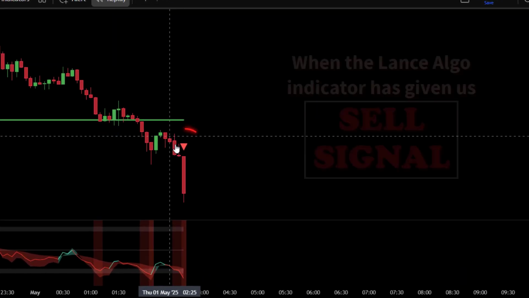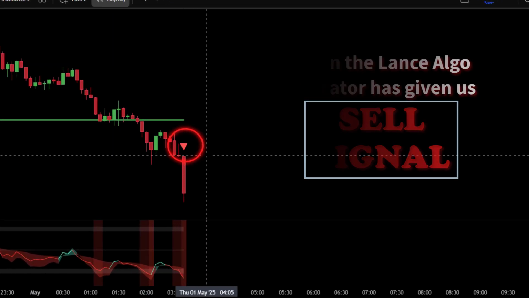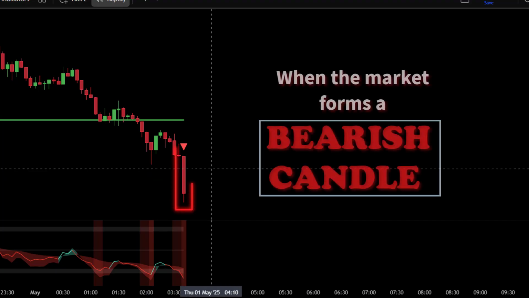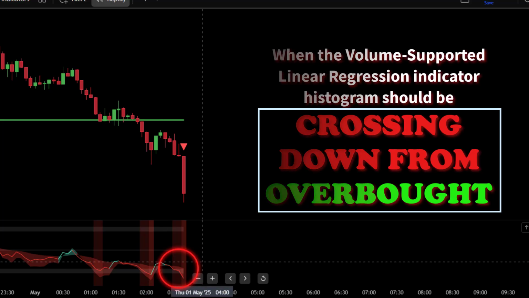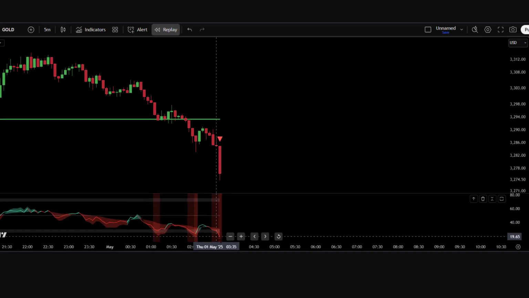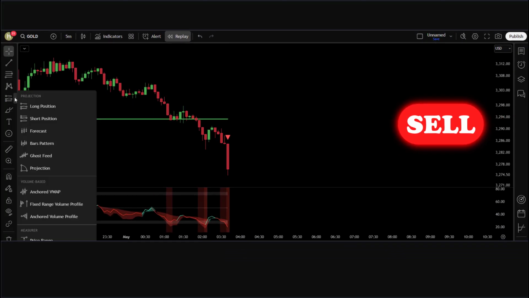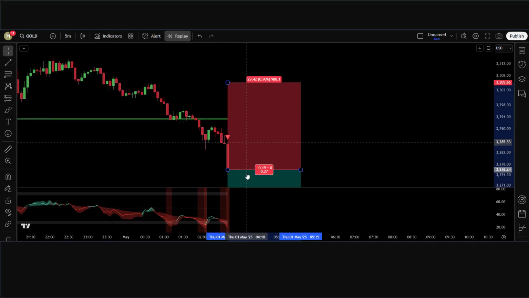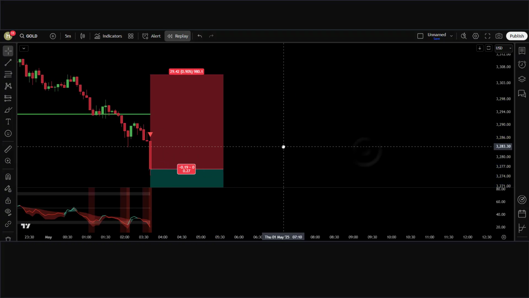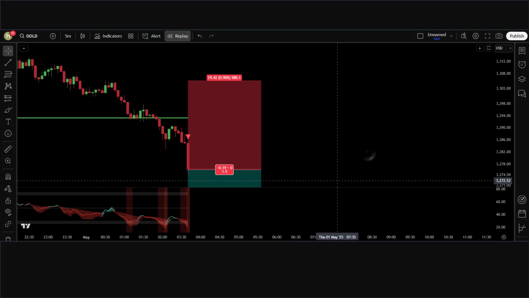Now, let's understand the concept where we will take buy and sell trades based on their conditions. When the Lance Algo indicator has given us a sell signal, when the market has formed a bearish candle, and when the RSI Plus indicator is crossing down from overbought, if these conditions are fulfilled, then we will place a sell order. Our stop loss will be placed at the current market's higher level, and the risk to reward ratio will be 1:1.5.